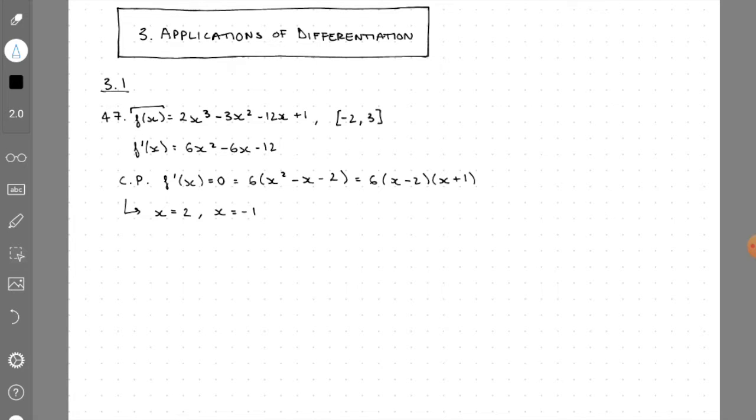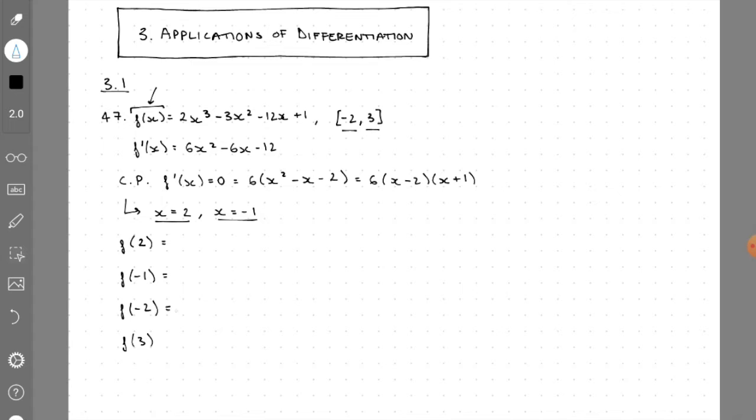So we're going to evaluate f of x at those points. We're going to evaluate it at x equals 2, x equals -1, but also at x equals -2 and x equals 3, because those are also candidates for all this. So let's do that. We're going to have to evaluate at 2, at -1, at -2, and at 3.